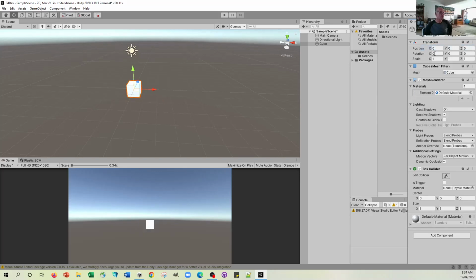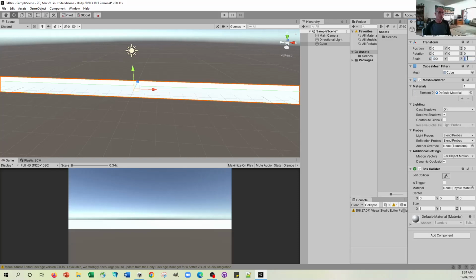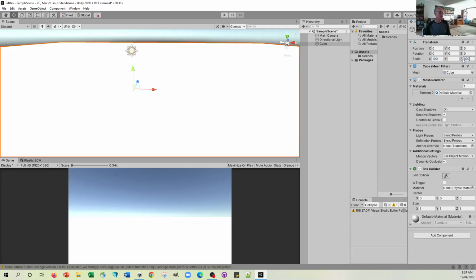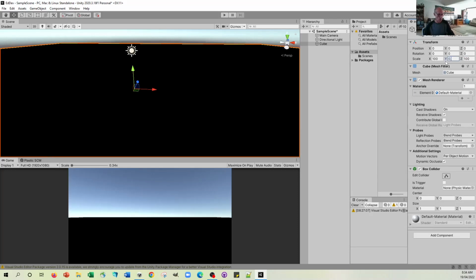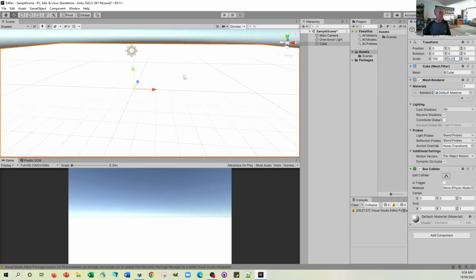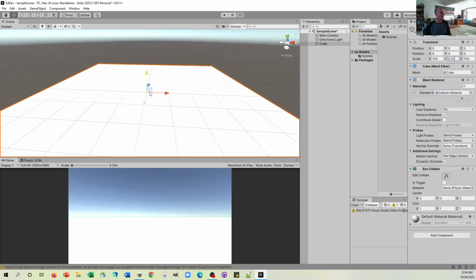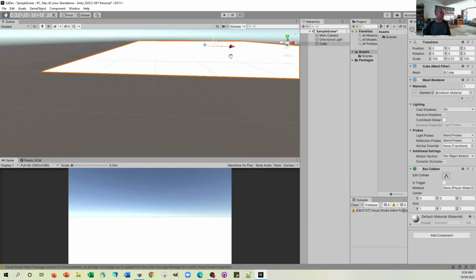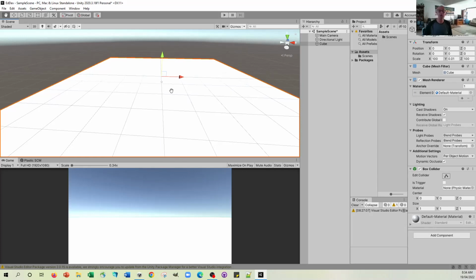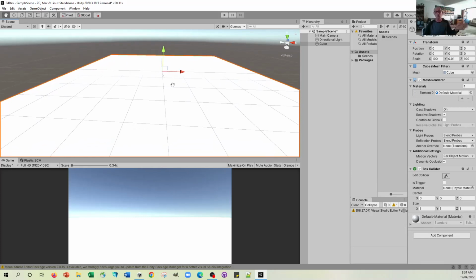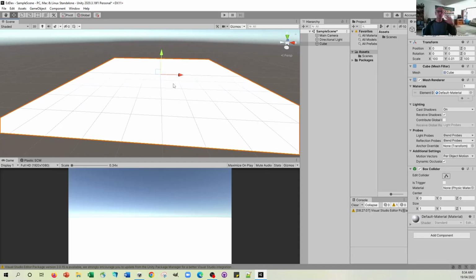Let's reset that. Actually, let's make the cube a nice flat plane. So I'm going to make it so that it's got quite a big X. So let's make it 100 X and 100 Z, and really, really thin. So just 0.01 on the Y. And you can see that what we've got now is basically a piece of paper, or a bench top, or a floor, or something just flat.